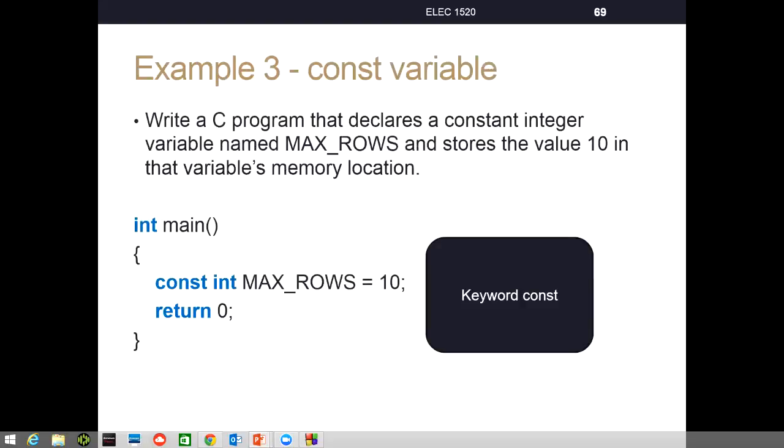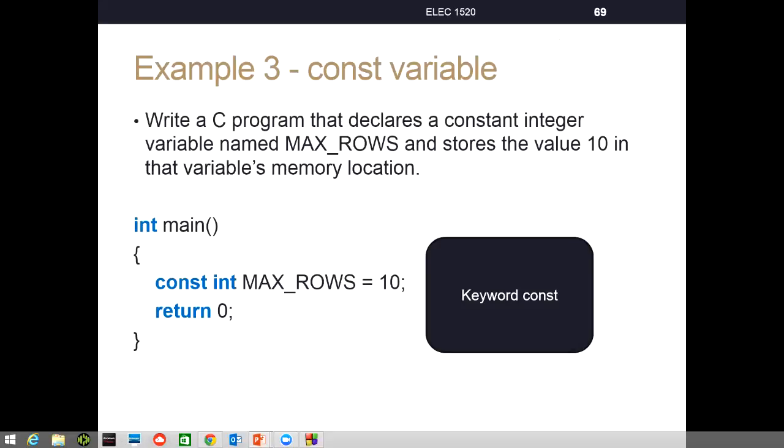All right, here's an example with const then. We want to write a C program that declares a constant integer variable named max rows and stores the value 10 in the variable's memory location. So a constant integer variable. Using that word variable here means you need to create something that's going to be stored in memory, variable, max rows. This is how we know not to do a preprocessor directive, because we need a variable, right?